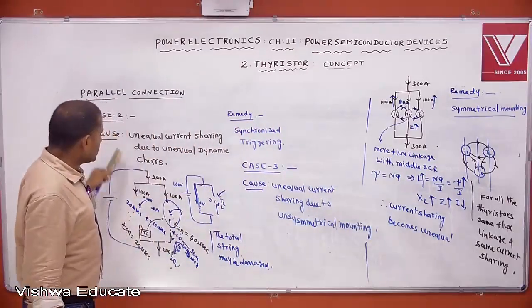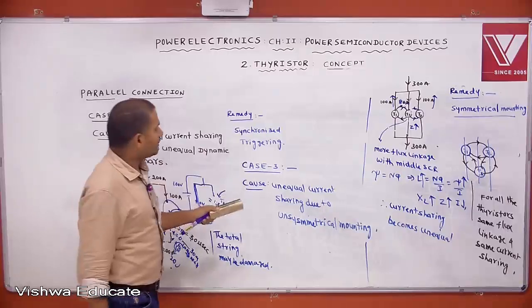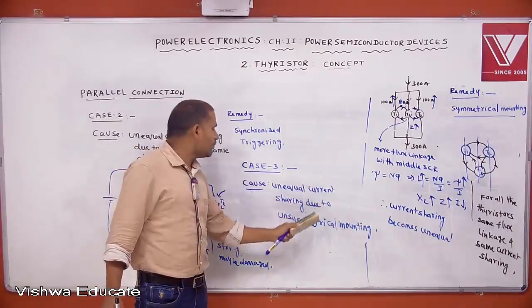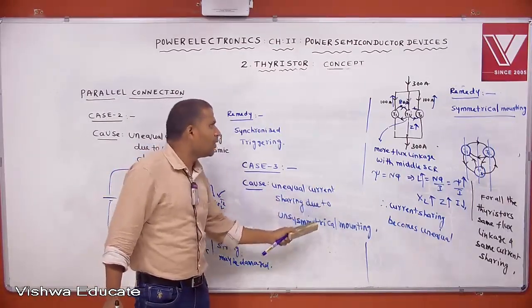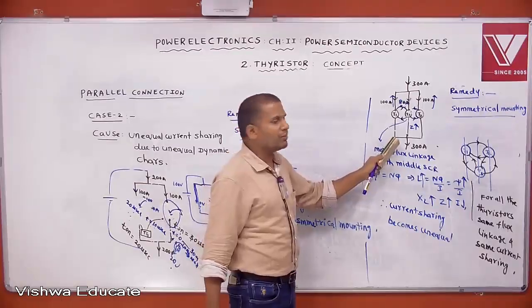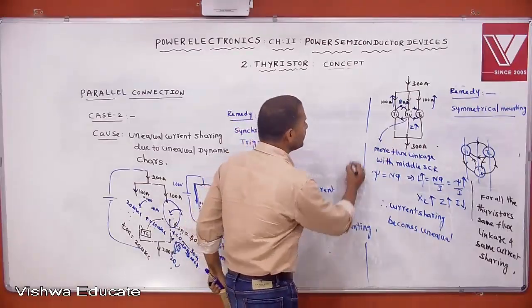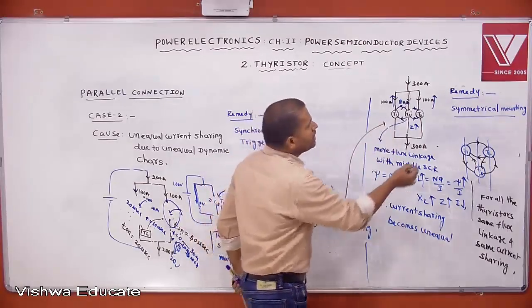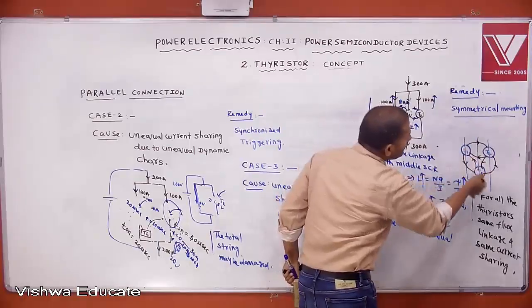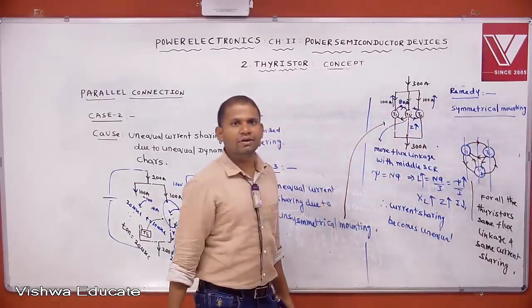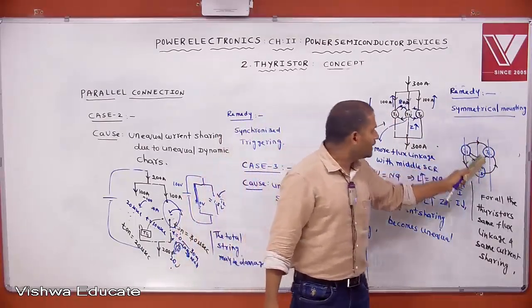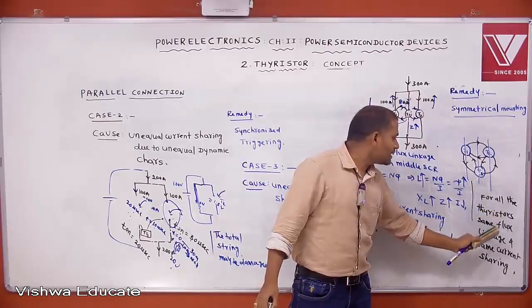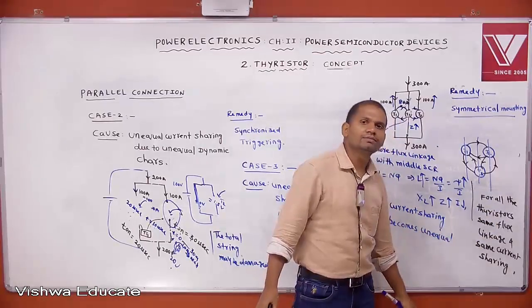Case 2, remedy is synchronized triggering. Case 3, cause is unequal current sharing due to unsymmetrical mounting. This mounting is nothing but unsymmetrical mounting. Then what is the remedy for this one? Remedy for this one is symmetrical mounting. If you mount like this, then for all the thyristors, same flux linkage and same current sharing.